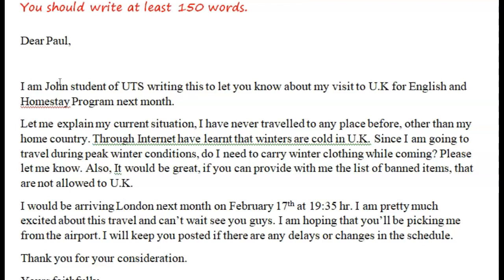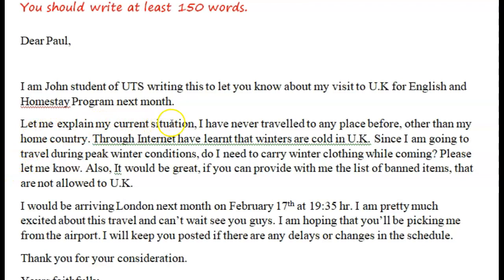Okay. Then I didn't really love this sentence. Let me explain. I don't like it feeling like such a command. So I think what would have been better is if you had said, prior to my arrival, I would like to ask some questions in order to be prepared. This seems a little less forceful than let me explain my current situation. It feels a little more polite and a little more appropriate here. Okay, so let's try it again.